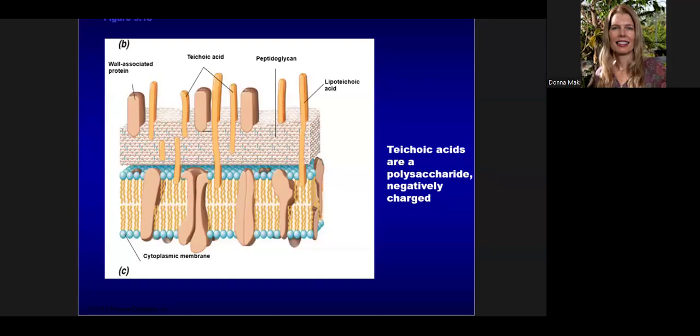All right, I think we left off around here. We're looking at cell wall structure, and what do you think? Gram positive or gram negative? Positive. Lots and lots of layers of peptidoglycan.